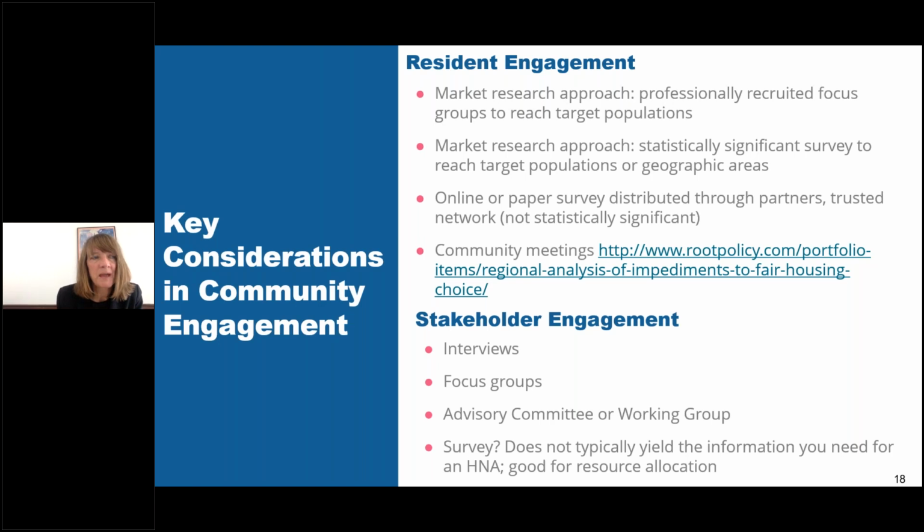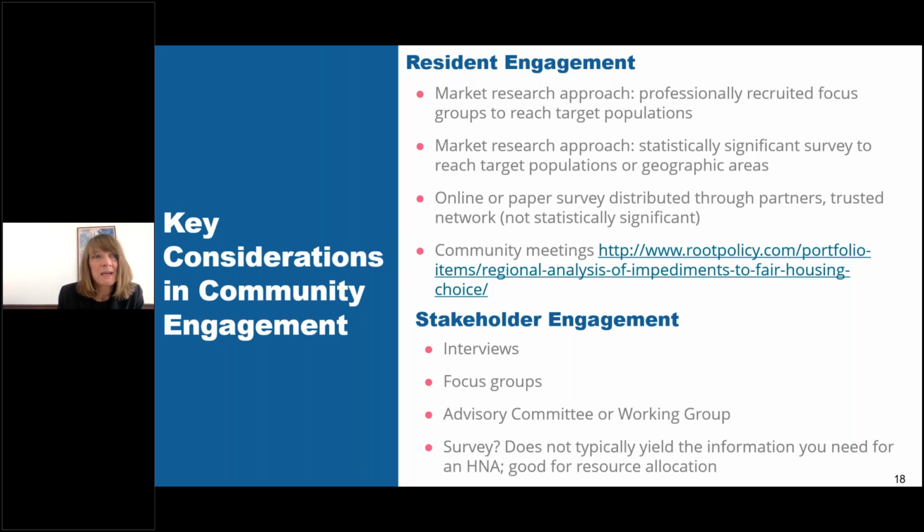Online or paper survey, we typically distribute those through partners to trusted networks, so community navigators. It's not statistically significant. We've had success using public housing authorities to distribute those surveys. We do those when we want targeted low-income populations represented to understand what their needs are.